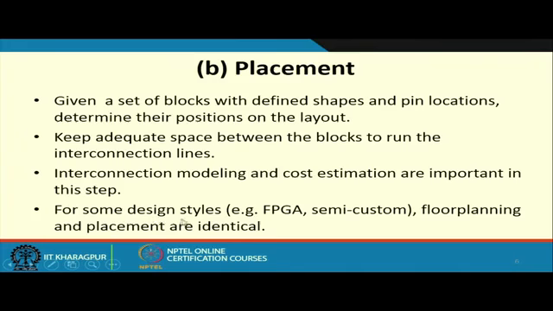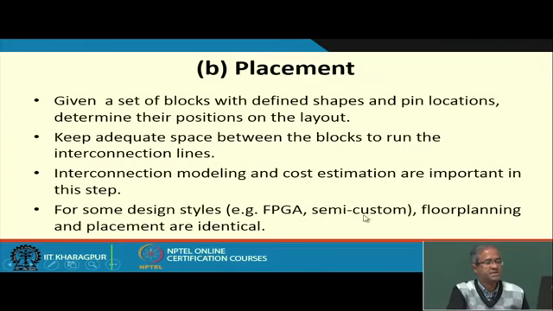And as I said, for some design styles like FPGA and semi-custom standard cell based, floor planning and placement problems are identical, they are not different, but for full custom they have to be done separately.